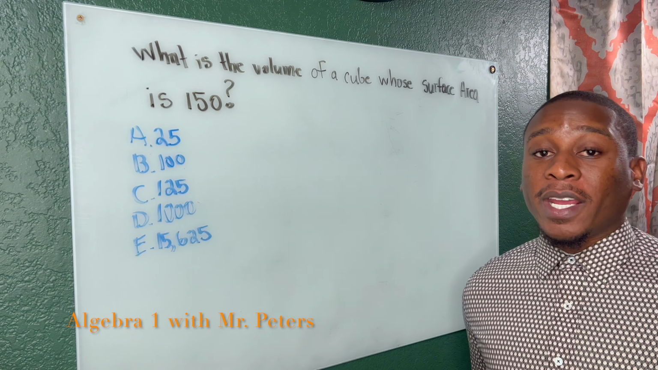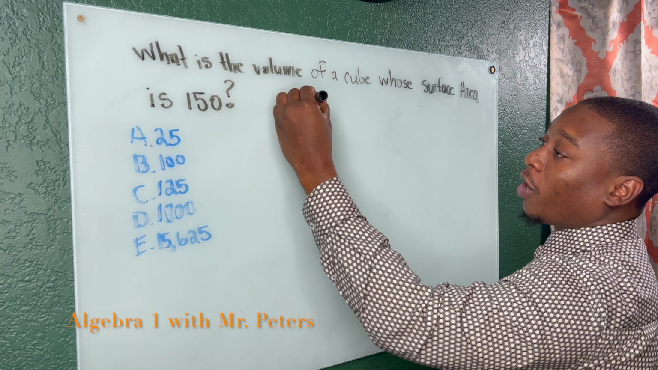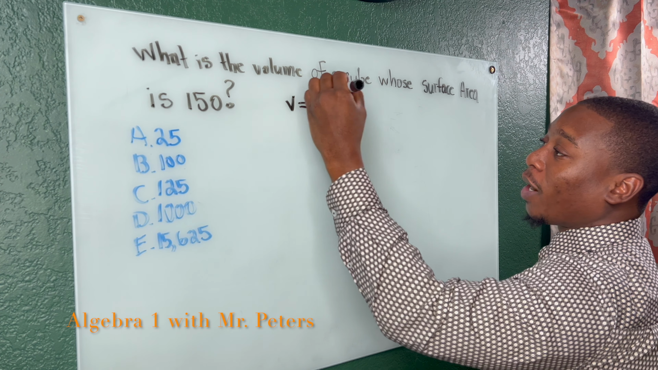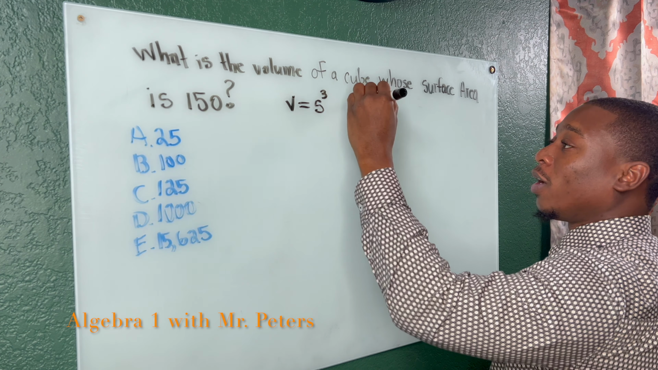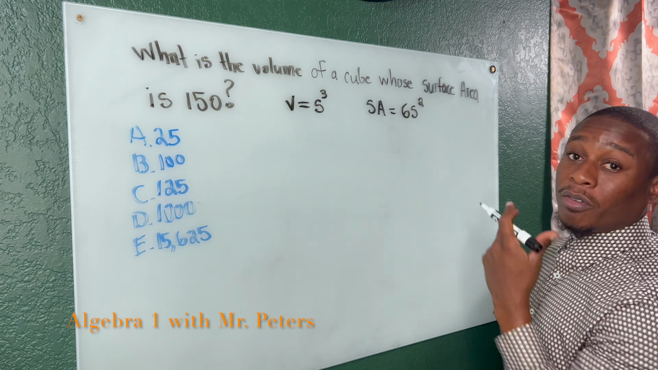Last problem of the day, guys, we're going to be talking about surface area and volume. So when we look at the equations, let's just write them down real quick. So volume is equal to s to the third power, and surface area is equal to 6s squared. Now this is important because we're going to have to use these equations to solve. So it says, what is the volume of a cube whose surface area is 150? So if we know that the surface area is 150, we're trying to figure out the side. And when we figure out that side, we can then figure out the volume.